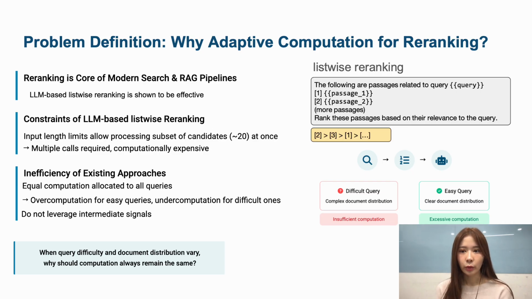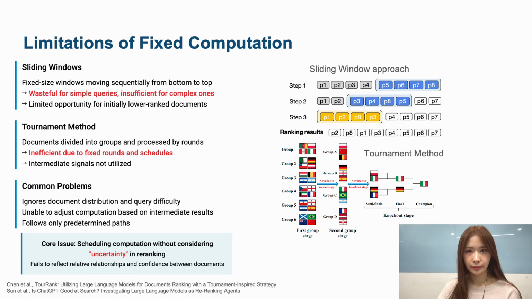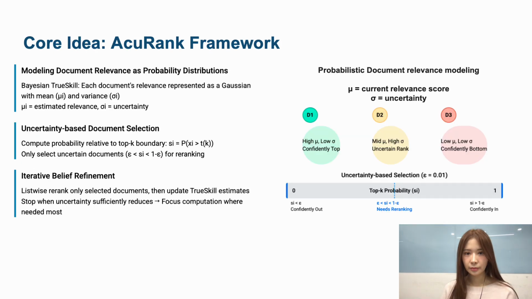Our question: when query difficulty and document distributions vary, why should computation remain fixed? We can divide sorting mechanisms of list-wise re-ranking into two popular ideas, which are sliding windows and tournament sort. They all follow a predetermined path, which wastes compute on simple cases, can miss difficult cases, and ignores intermediate signals. The core issue is scheduling computation without considering uncertainty in the ranking.